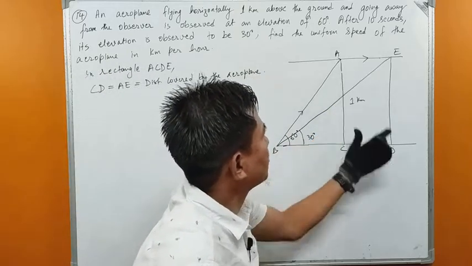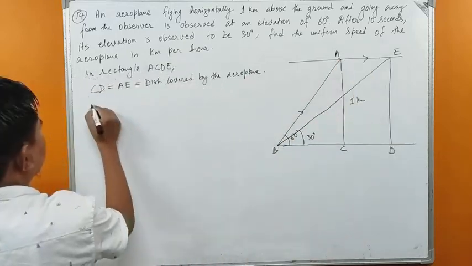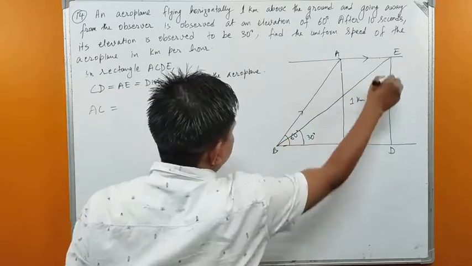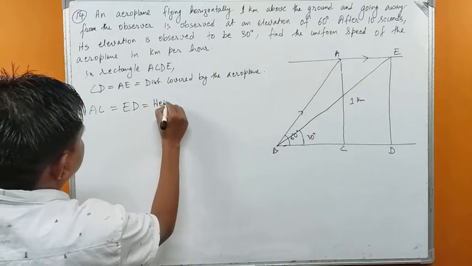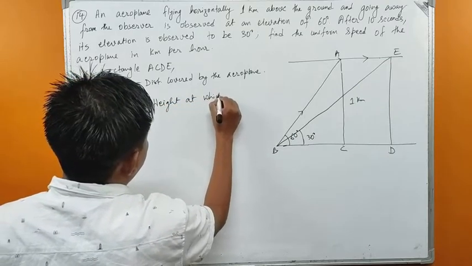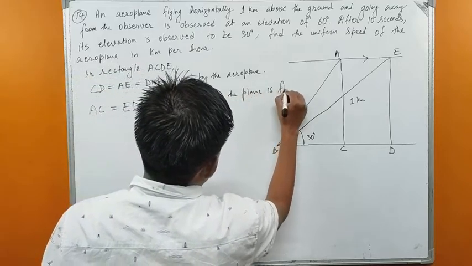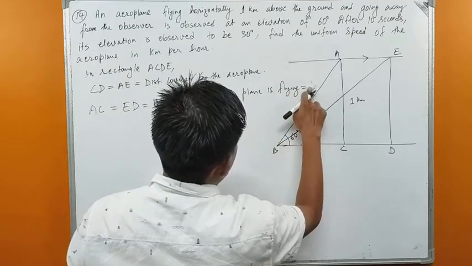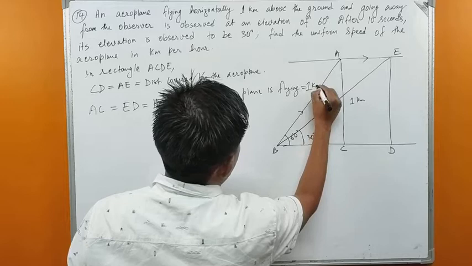These two sides are the opposite sides of the rectangle, and similarly AC and ED are also equal. AC equals ED. ED equals the height at which the plane is flying, isn't it? So this is equal to 1 kilometer. This is given to us, 1 kilometer.